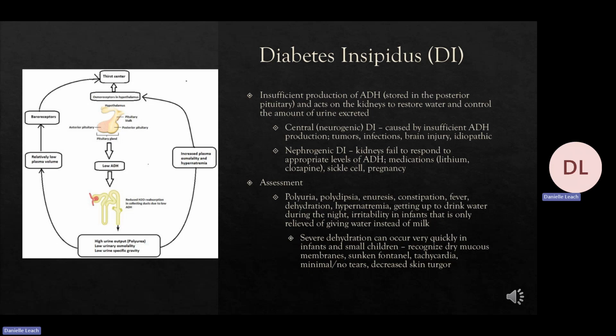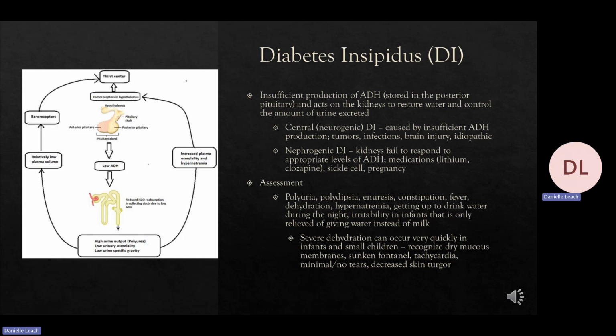Diabetes insipidus is an insufficient production of antidiuretic hormone, which is stored in the posterior pituitary gland, and it acts on the kidneys to restore water and control the amount of urine excreted. There's two forms of diabetes insipidus, central and nephrogenic. Central diabetes insipidus is caused by insufficient ADH production. This can occur from things like brain tumors, infections, brain injury, or it could be idiopathic and have no known cause. Nephrogenic diabetes insipidus is where the kidneys fail to respond to appropriate levels of antidiuretic hormone.